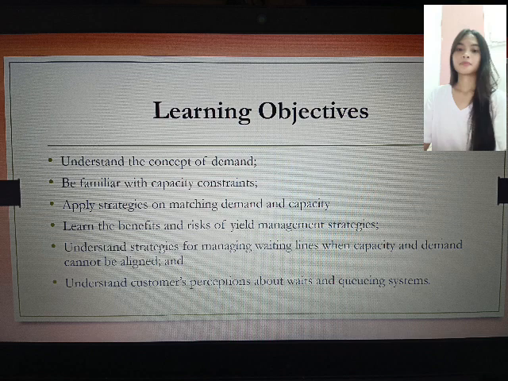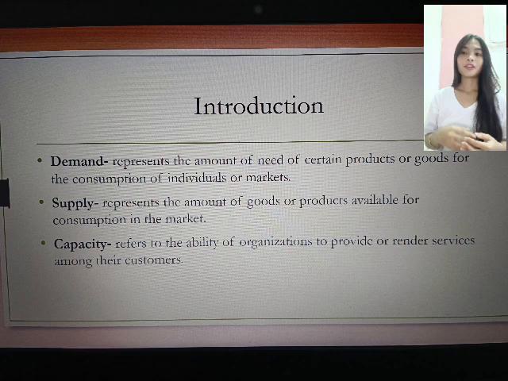So to better understand what our topic is all about, let us first define what demand, supply, and capacity are. In our previous lessons or in other subjects, we are already familiar with these three. What is demand, supply, and capacity? So demand represents the amount of need of certain products or goods for the consumption of individuals or markets.